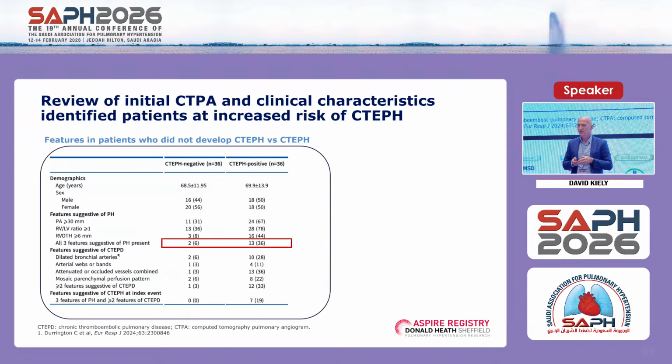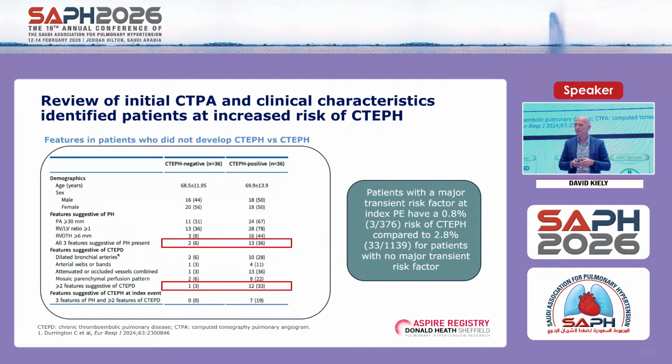But you can see here, if we look at the features of pulmonary hypertension, if you've got the full house of a dilated pulmonary artery, RV-LV ratio greater than 1, and outflow tract hypertrophy, it greatly increases your risk of going on to develop CTEPH. So patients who've got features of an intermediate risk or intermediate high risk PE are more at risk of going on to develop CTEPH. And again, you can look at those initial scans and actually identify features of pre-existing CTEPH.